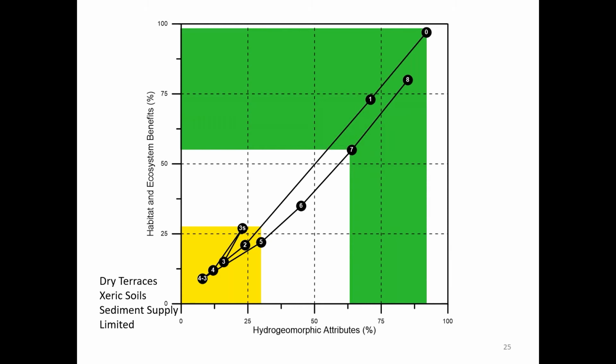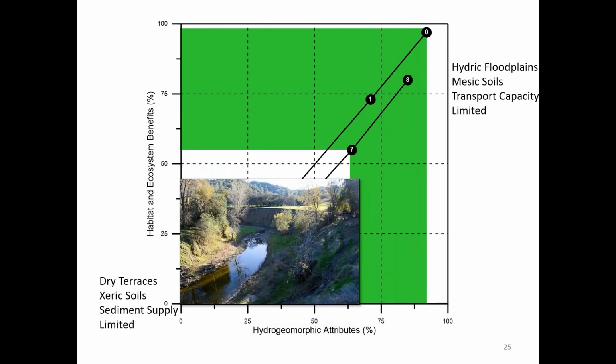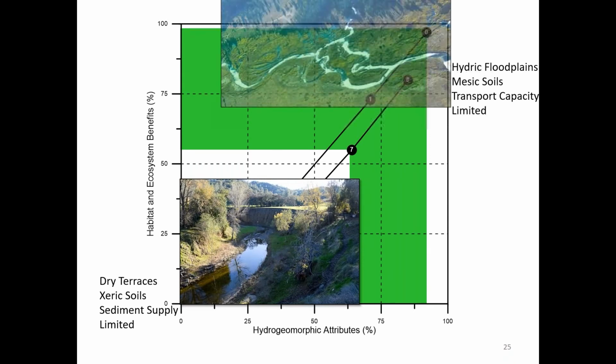You compare that to the floodplain connected versions of our model, and they have a much greater delivery of ecosystem benefits. And these have hydric floodplains characterized by mesic soils, and they're transport capacity limited systems. So they're storing sediment, storing water, storing carbon, and really producing a rich ecosystem.